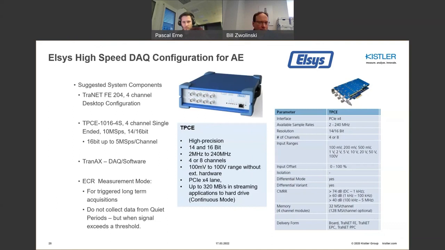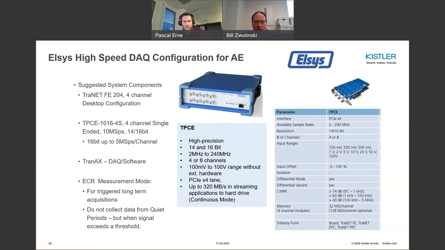What I like about the Elsys system is its capability of up to 240 megasamples per second, which is absolutely crazy for such high-speed data acquisition. But for acoustic emission, in the 5 to 10 megasample per second range, simultaneously sampled channels are easily done, with high fidelity from 14 to 16-bit resolution, so you're easily capturing 90 dB dynamic range.